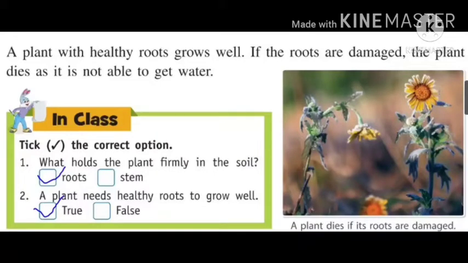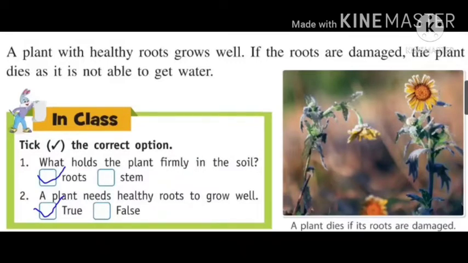If the roots are damaged, the plant dies as it is not able to get water. So you can see that if the roots are damaged, meaning not working properly, the plant will die. Why? Because the plant will not be able to get water and minerals from the soil.